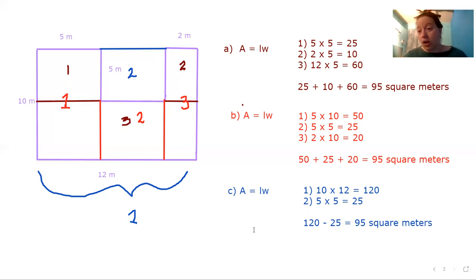This is all a judgment call for you guys, okay? I can't tell you which one to use. All 3 of them work. As you see, I ended up with 95 square meters, 95 square meters, 95 square meters. I always end up with the correct answer. It is your call which way you want to do it, which way makes the most sense to you.